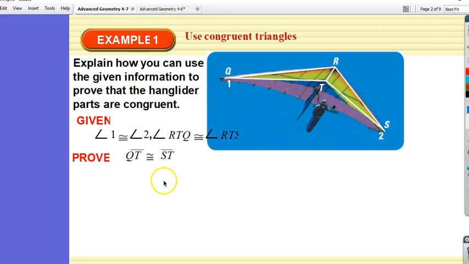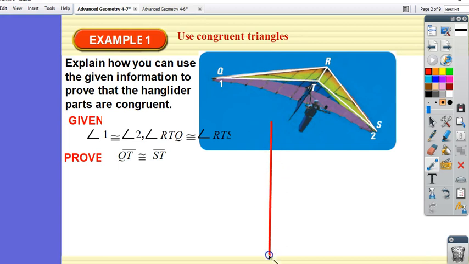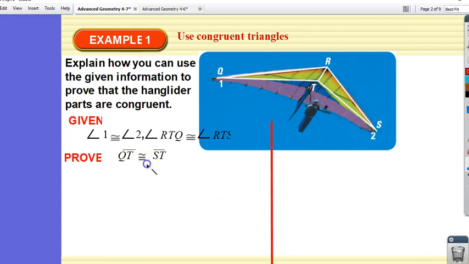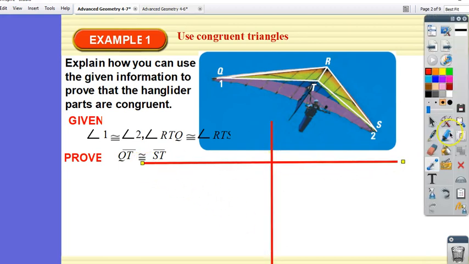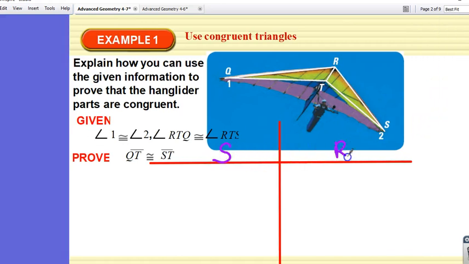Alright, so explain how you can use the given information to prove that the hang glider parts are congruent. So, we need our statements and our reasons.